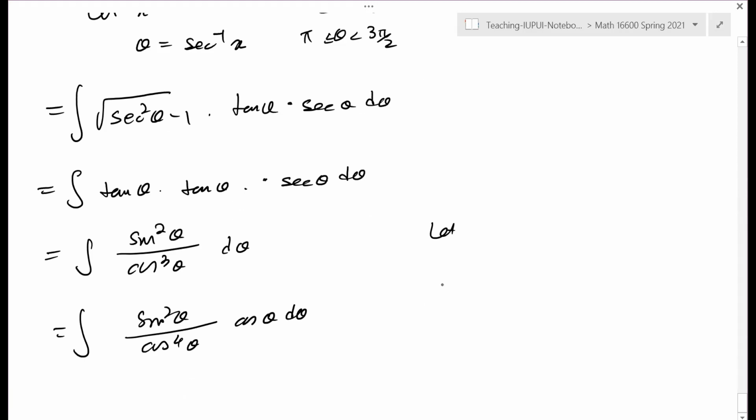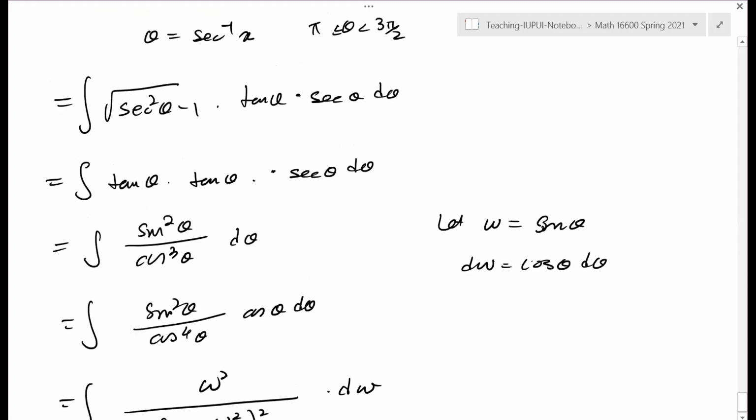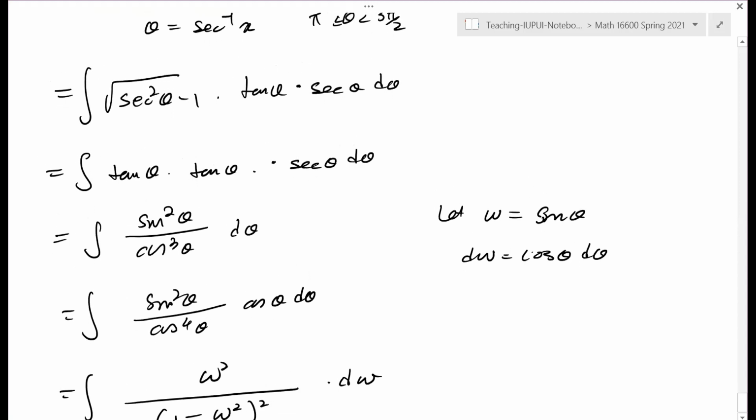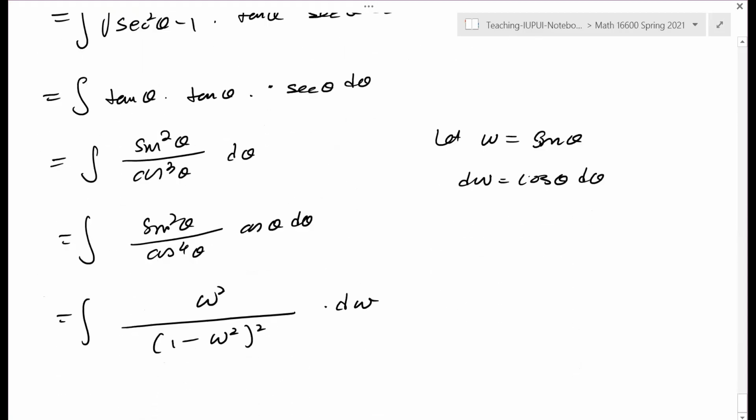So I can use a substitution, let W be sine theta. Then dW equals cosine theta d theta. So it's going to be W squared dW, right? How about cosine to the fourth power? It is going to be 1 minus cosine squared theta, then squared. So you change the function with radicals into a rational function.